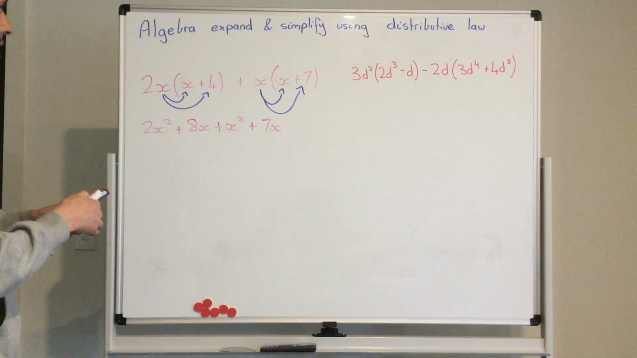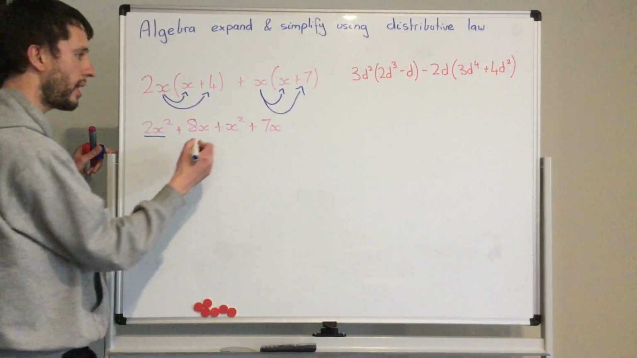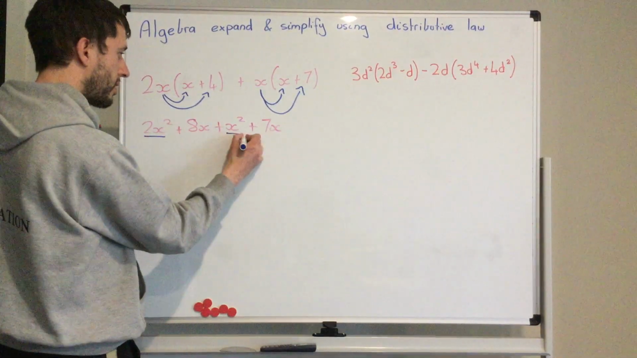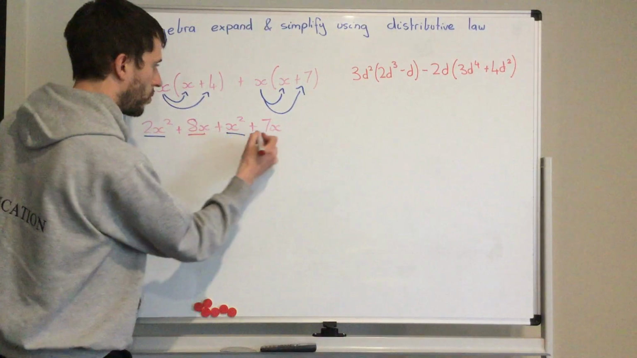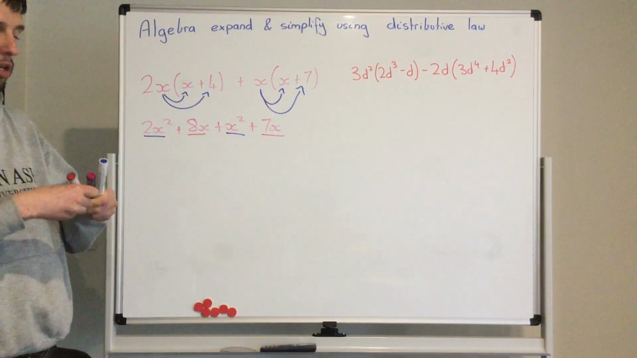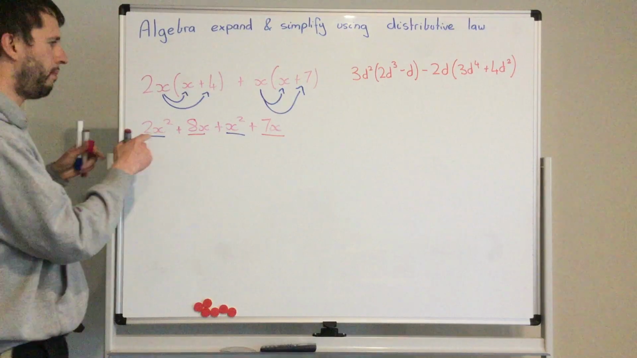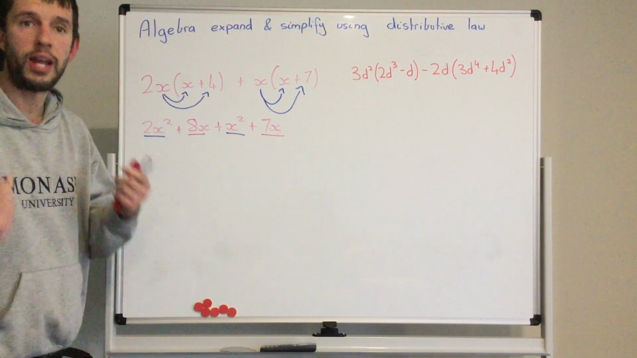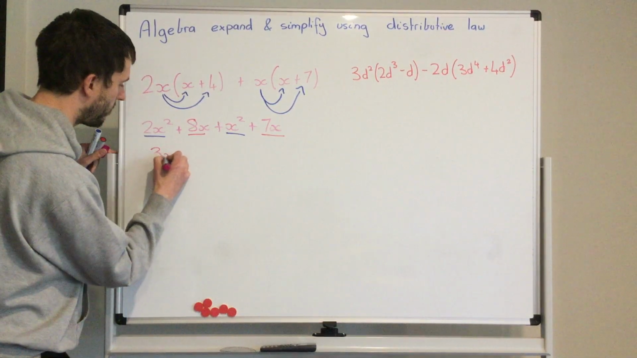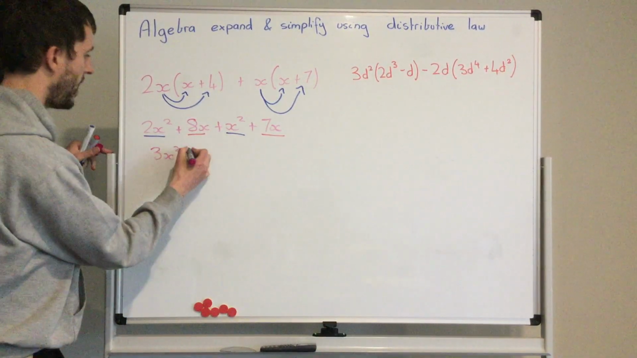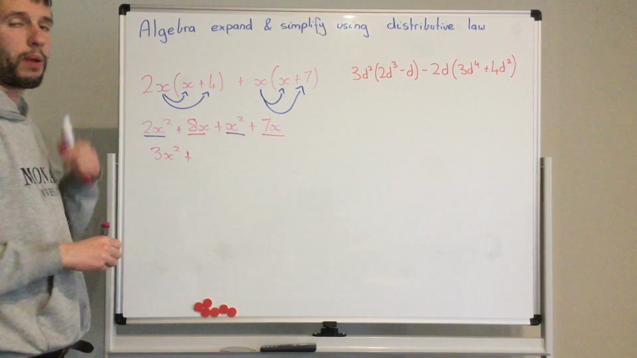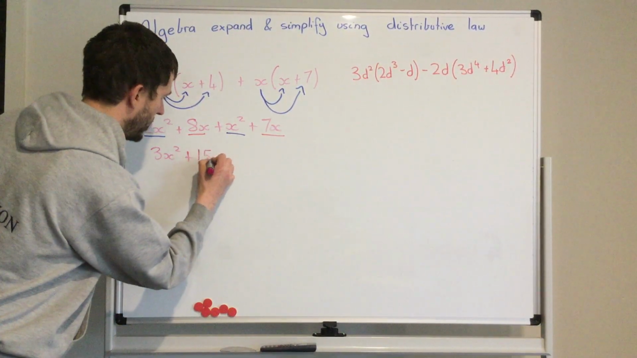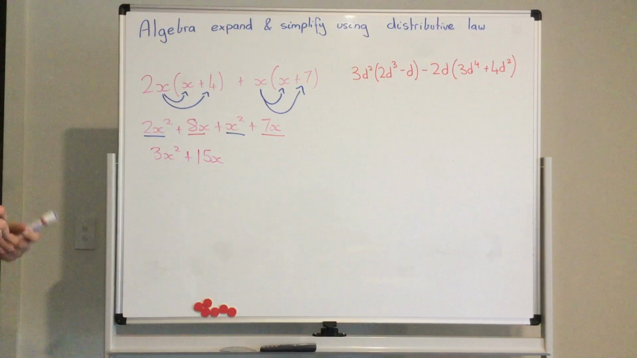Now, using this, I've got 2x squared and an x squared, so they are like terms, and I also have 8x and 7x, they are like terms as well. So 2x squared plus another x squared equals 3x squared. And then I have plus 8x plus 7x, 8 plus 7 equals 15x. And that is how we have simplified this.